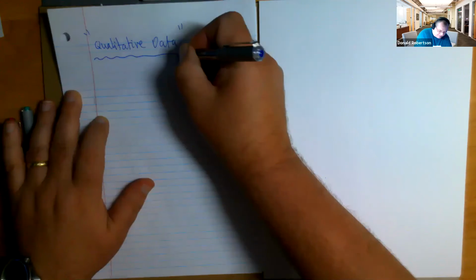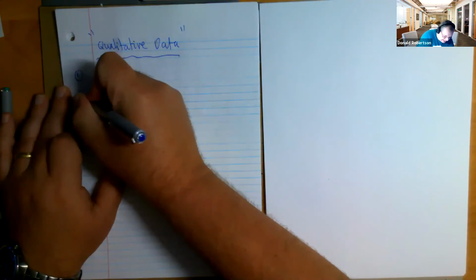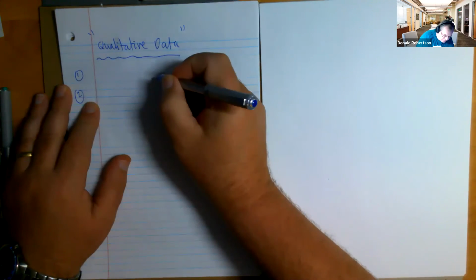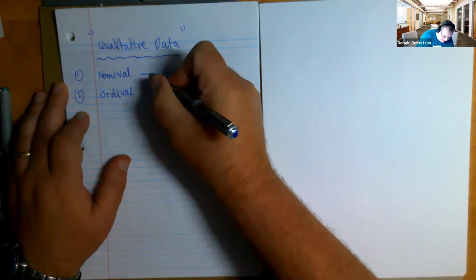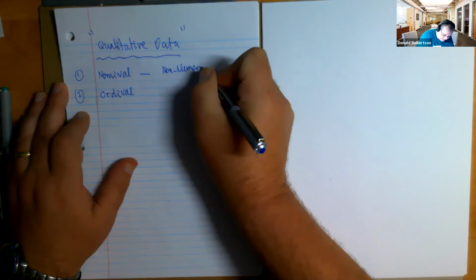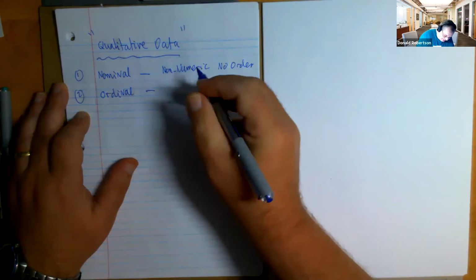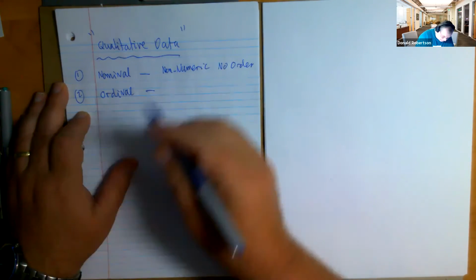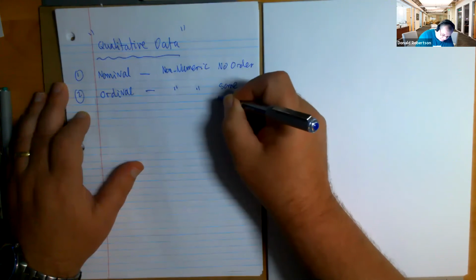Qualitative data, right. Let's look at the two main kinds and show you the differences between the two. The first one is going to be nominal. This one is non-numeric and has no real order. And the second one is ordinal. It's also non-numeric, but it has some kind of natural order.